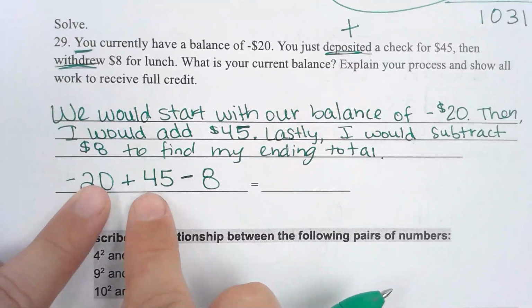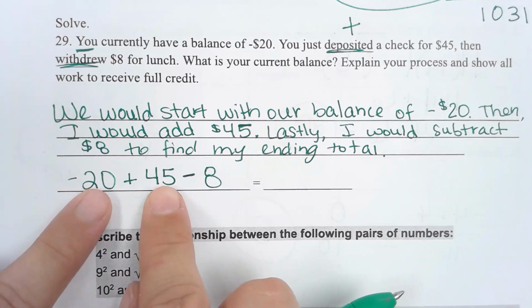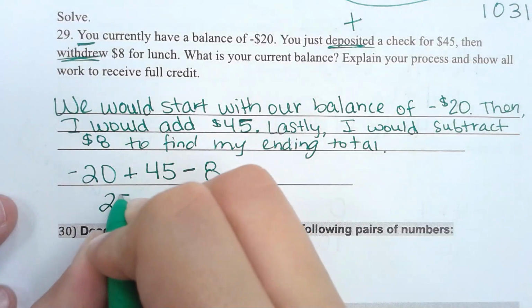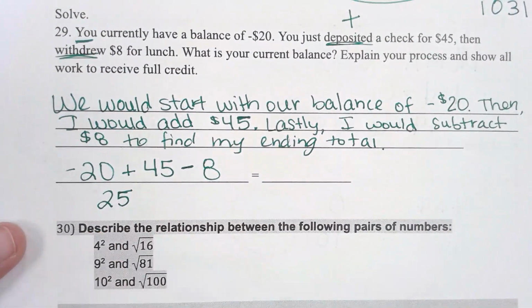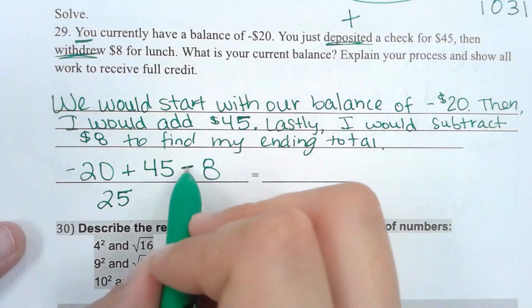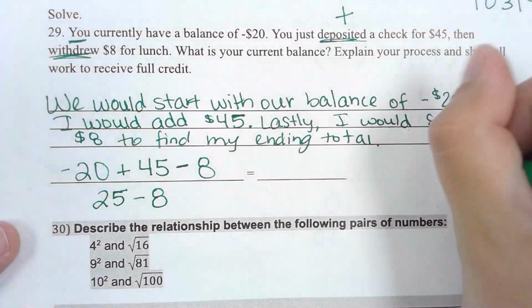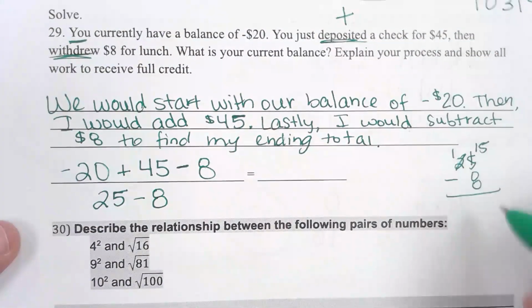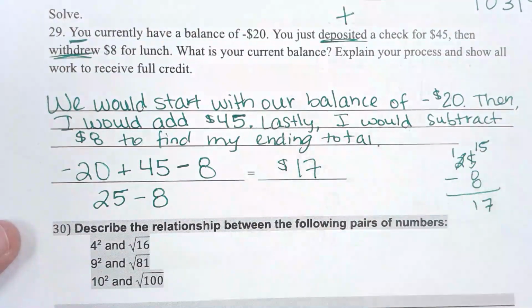So negative 20 plus 45, I have different signs, so I'm going to subtract the numbers. So 45 minus 20 is 25, and it will be a positive 25 because 45 is greater than 20 and 45 is positive. So then our last step is to take that 25 minus 8. And again, you guys are more than welcome to come over here off to the side to solve it. You can't take 5 minus 8, so you have to borrow. So 15 minus 8 is 7. Bring down the 1. So that means we're going to have an ending balance of $17.